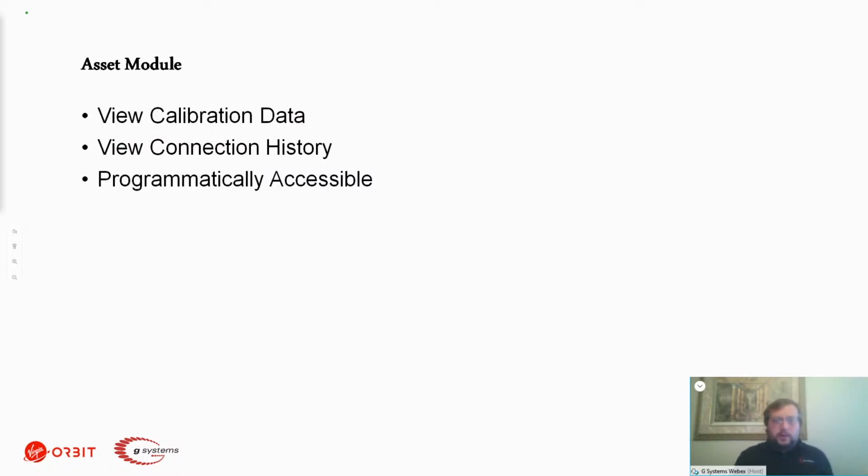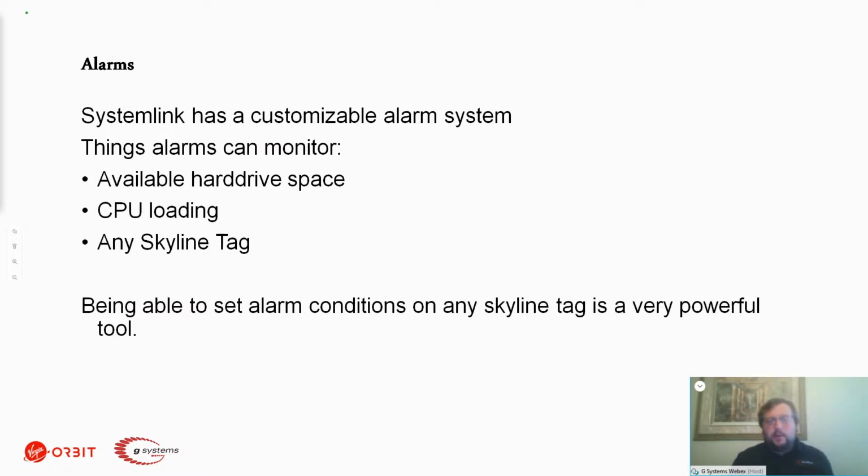There is an asset module where you can define assets. You can see whether they are connected to your system right now, and when the last time they were connected was. You can do some programmatic control over when things are done with these assets, and you can view the calibration data. One of the most interesting tools that I have found under SystemLink is essentially the alarm system. The alarm system has a lot of functionality in it. One of the things you can do is, for any Skyline tag, which is kind of like a variable for SystemLink, you can go in and set alarms on.